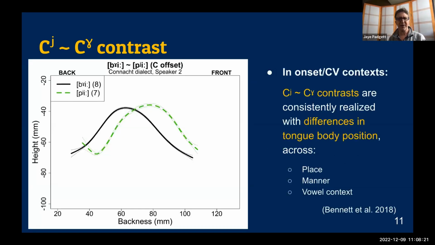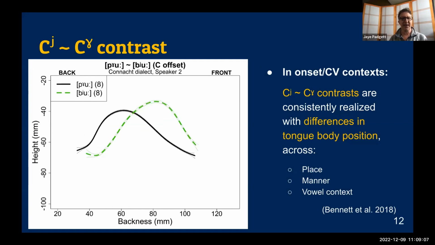So this is from our 2018 study, where we were looking only at consonants in onset position. And just showing, these are SSANOVA curves, I guess. The front of the mouth is on the right, the back is on the left. The palatalized is the dashed line and the velarized is the not dashed line. I'm colorblind, so I'm skirting the colors. But this just shows the kind of expected difference, with the tongue fronter and in this case slightly higher in the case of the palatalized consonants. And this is a consistent fact across place, manner, and vowel context.